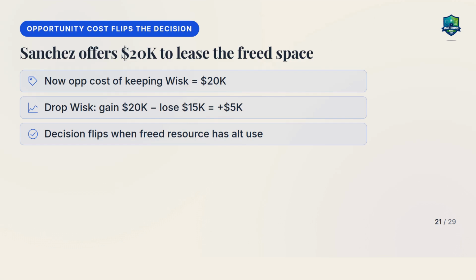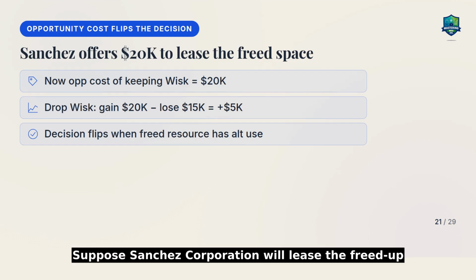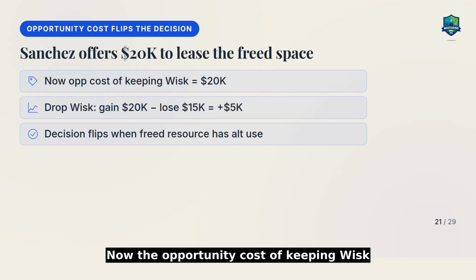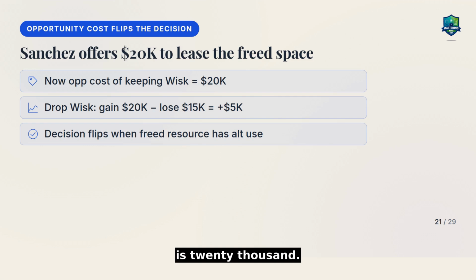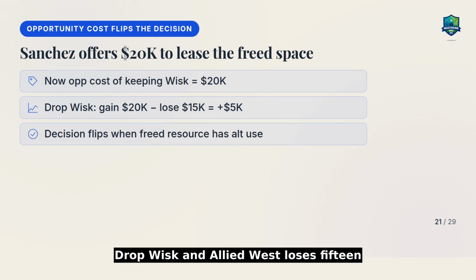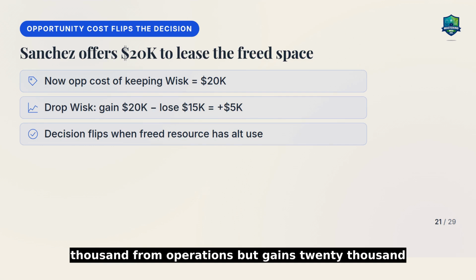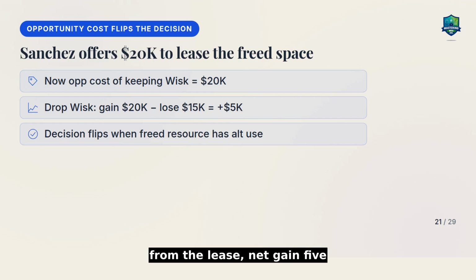A twist. Suppose Sanchez Corporation will lease the freed up space and equipment for $20,000 a year. Now the opportunity cost of keeping Whisk is $20,000. Drop Whisk and Allied West loses $15,000 from operations, but gains $20,000 from the lease. Net gain $5,000. The decision flips. The freed up resource has to actually have an alternative use for opportunity cost to count.